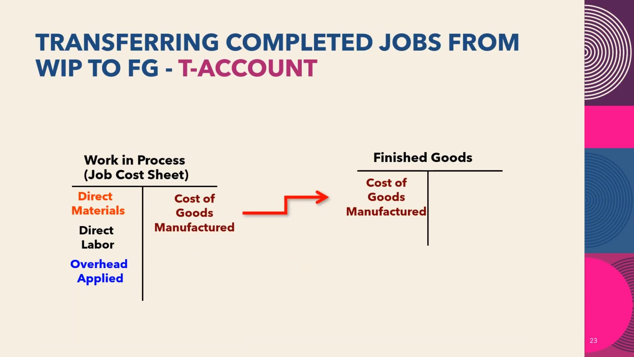This is the T account for transferring completed jobs from work in process to finished goods. Cost of goods manufactured includes direct materials, direct labor, and overhead applied. This cost of goods manufactured will be transferred to finished goods once all the production process has been finished.